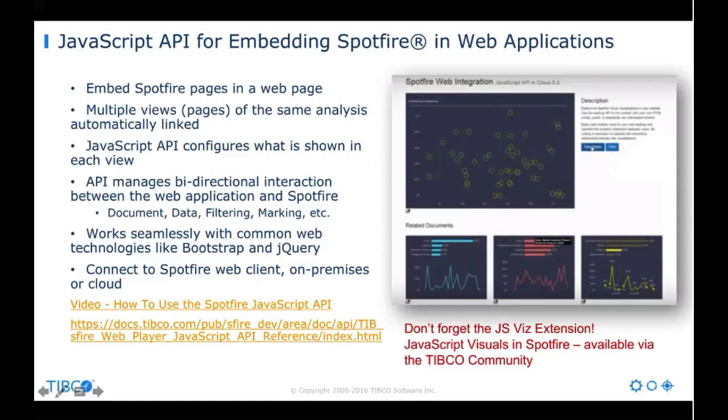Another point of note is to highlight the JavaScript API for embedding Spotfire web applications. It's a Mashup API, so you can embed multiple Spotfire pages in web pages, and it's all linked up together. This shows an example on the right-hand side of a Mashup application. So if you click and mark in the top visualization, then all the bottom visualizations update. But yes, it's all nicely and neatly contained within a web application, and we've got bi-directional interaction, and it just works.